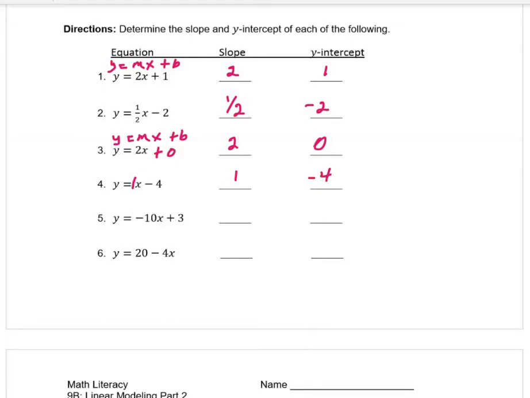Problem 5 is just here to show you that a slope can be negative. And on problem 6, this is not in slope-intercept form, right? I need the x term first. So I'm going to have to switch this around to where it's y equals -4x plus 20. And then I can say that my slope is -4 and the y-intercept is +20.